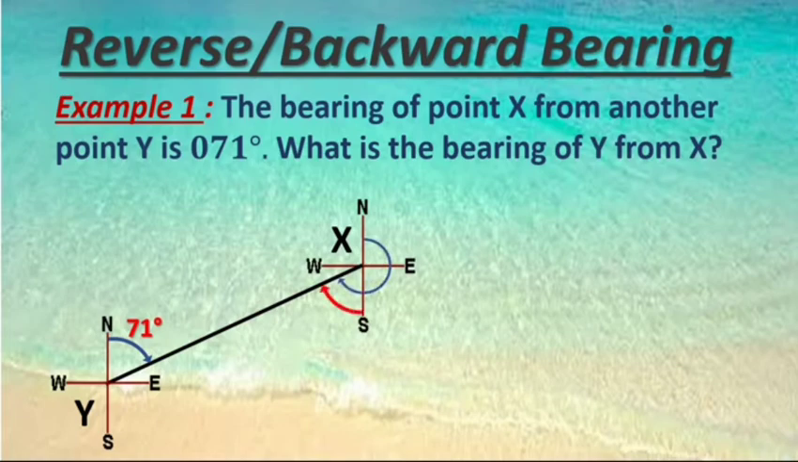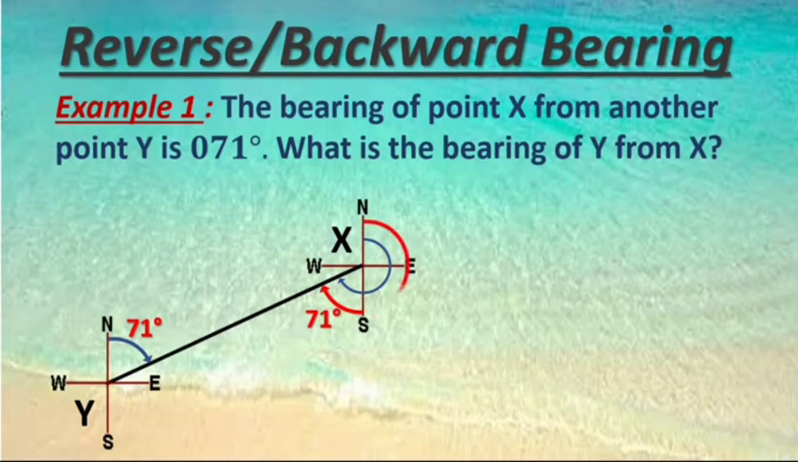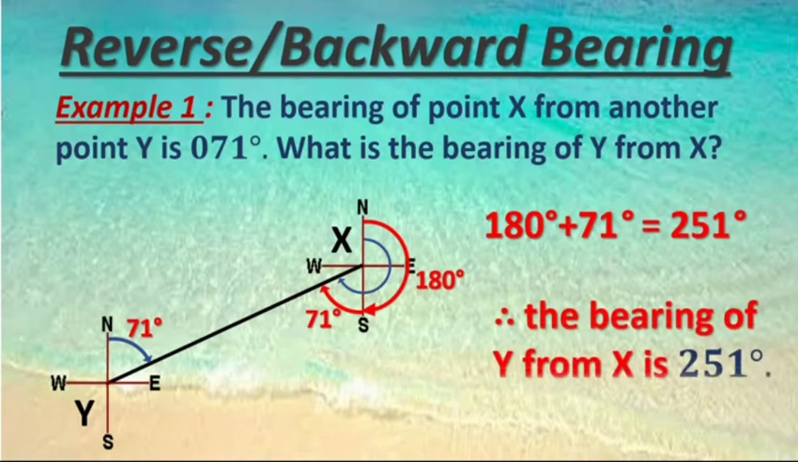But remember, we can have alternate angles. This angle here is 71 and they are alternate angles. But the other part is 180 degrees because it's the sum of angles on a straight line. Now how do I get this entire angle? I simply add 180 degrees to 71 and I have 251 degrees.